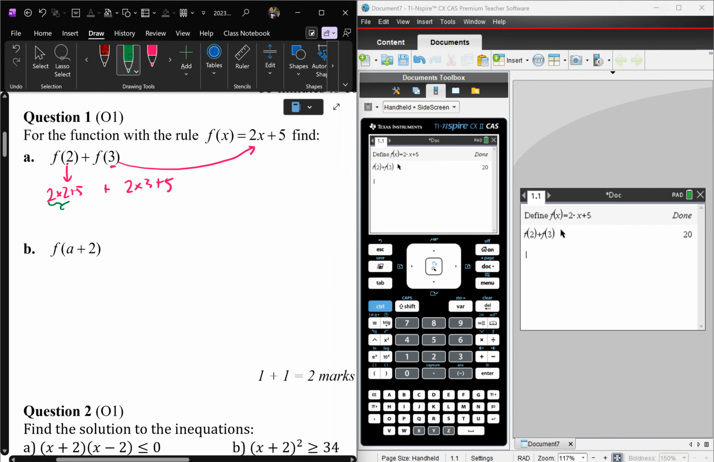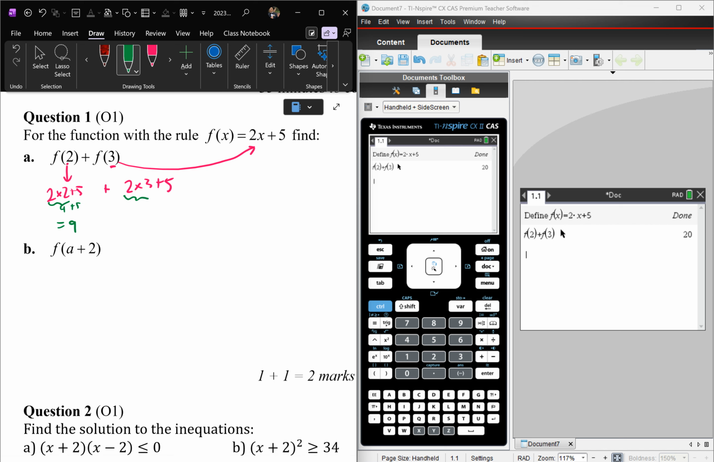2 times 2 is 4. 4 plus 5 gives you 9. This one is 2 times 3, which is 6. 6 plus 5 is 11. So 9 plus 11 does give you 20. But that's if you were to do it by hand. So that's just a notation to say sub x equals 2 into this equation, sub x equals 3 into this equation.